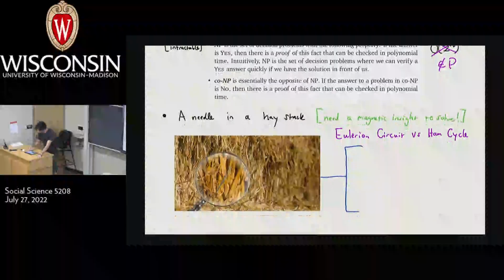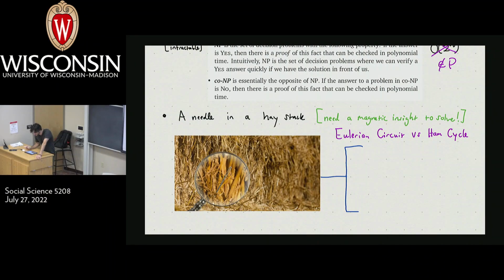So intuitively, you can think of this as a needle in a haystack. So if I gave you a needle, you can easily check it's a needle. So that part's easy. But if I just tell you there's a needle in the stack, how are you going to find it?